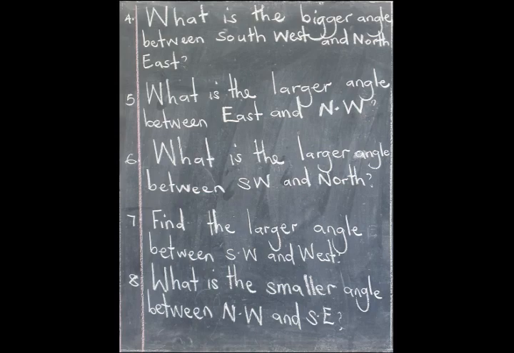So children, using your best handwriting, write that work. Endeavor to draw the compass on each and every question. But remember, in mathematics, as we draw diagrams, we use pencils. Make sure you identify the key word in the question. I mean, if they ask for the smaller angle, the smaller angle becomes the key word, and then the two directions given to you.